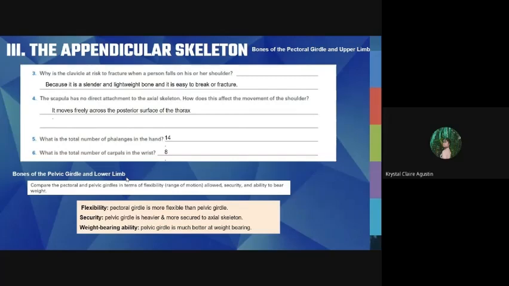Number 4, the scapula has no direct attachment to the axial skeleton. How does this affect the movement of the shoulder? It moves freely across the posterior surface of the thorax.